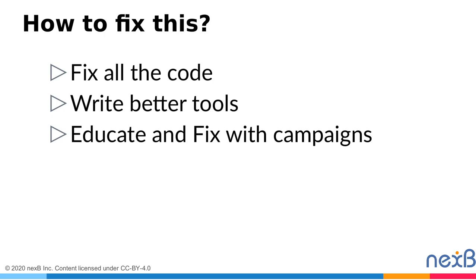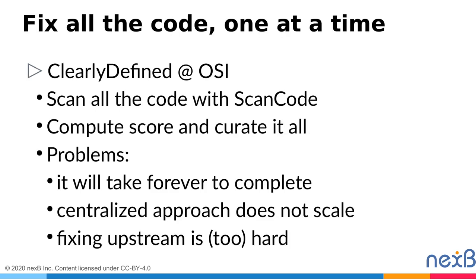Every time I'm about to use an open source package, I need to check its license. Well, maybe it's an occupational hazard on my side, but nevertheless. So there are three ways we can go about it. We can fix all the code, we can write better tools, and we can educate and fix with campaigns.